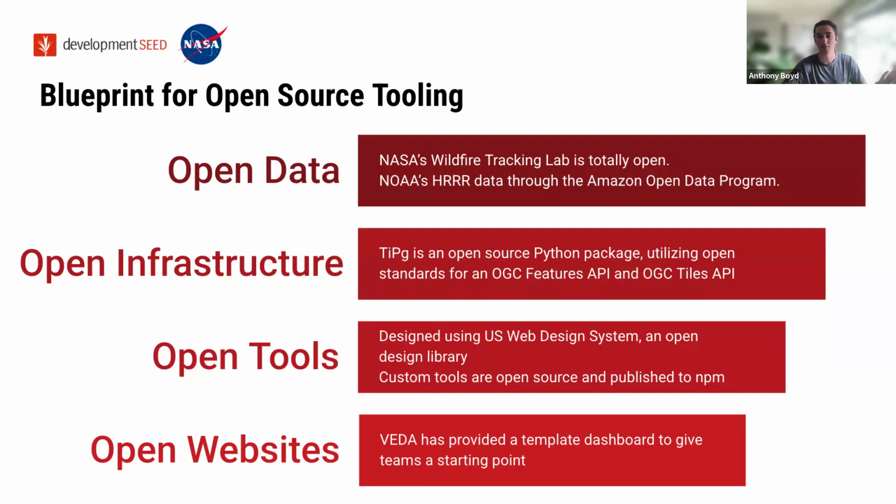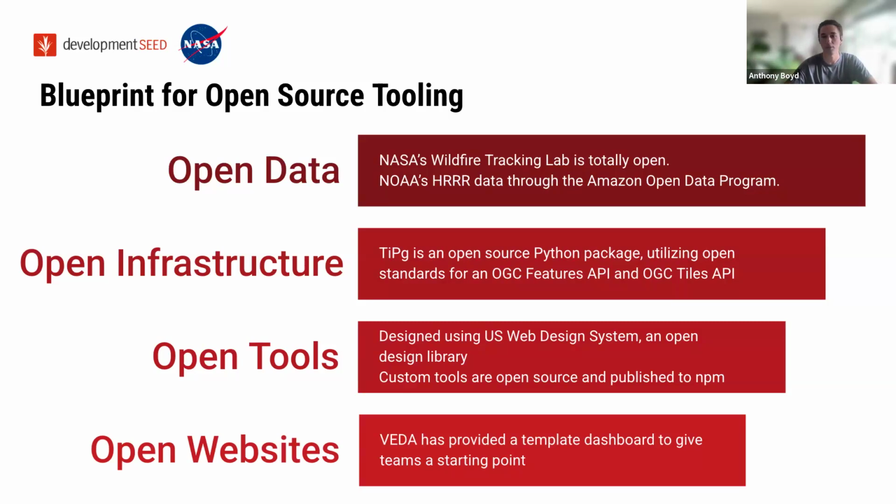I mentioned TypePG as an open source Python package. It's utilizing open standards that have been developed by the community over a long time. The tools that were built, even the Fire Event Explorer itself, uses the US Web Design System, which is an open design library. And the tool itself is totally open source code. It's published to NPM, so any developer out there building their own website can pull in this tool themselves if they would like to use the whole tool itself.